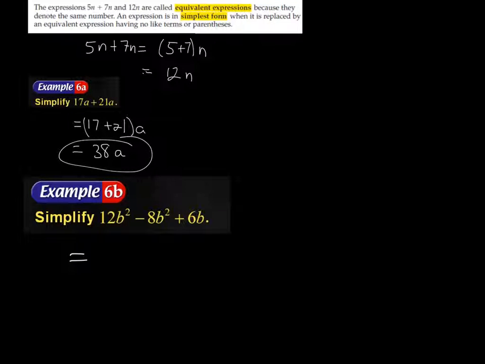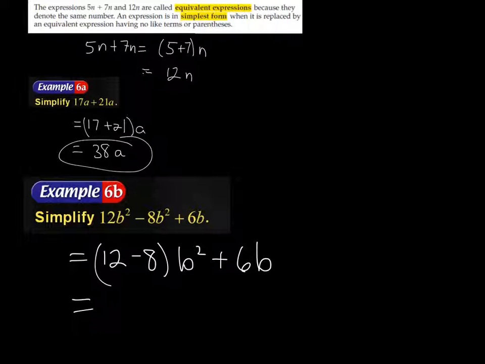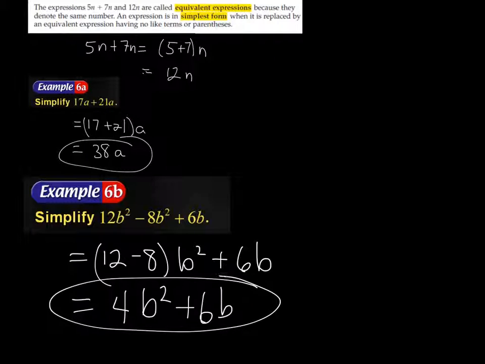Now the like terms this time are going to be the b squared, so I'm going to have 12 minus 8 b squared, and the plain old b doesn't have a friend, so he's just staying where he is. So 12 minus 8 is 4 b squared plus 6b, and sorry, my 6 and my b look too much alike. And that will be our final answer. We cannot combine the rest. We cannot combine any more coefficients because they are not like terms.